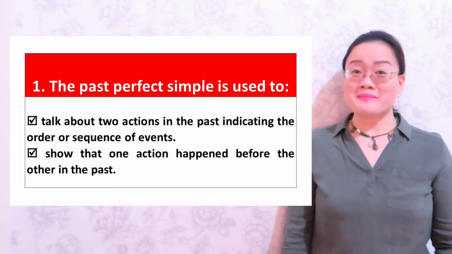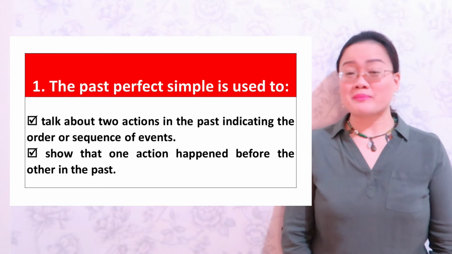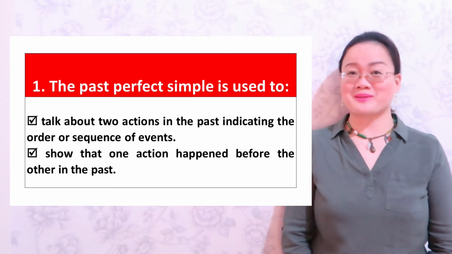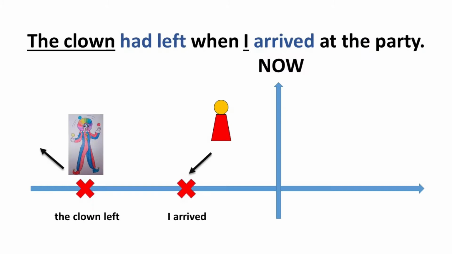The past perfect simple is used to talk about two actions in the past, indicating the sequence or order of events. The past perfect simple shows that one action happened before the other in the past. For example, the clown had left when I arrived. We use this sentence in this timeline. Notice that both actions happened in the past. However, one of them happened before the other.